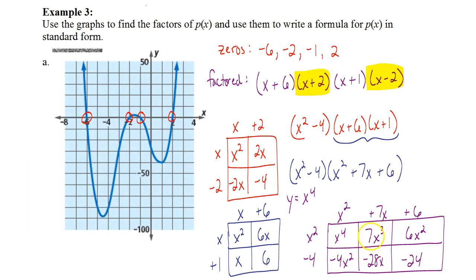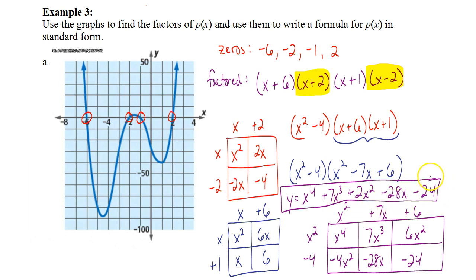Some of you might be in the habit of thinking, oh, the diagonals are always like terms. These are not. There's no other x cubed, so that stays a 7x cubed. The 6x squared and minus 4x squared, those are like terms, so together that makes 2x squared. And then the minus 28x doesn't have any other like terms, and neither does the 24. So this would be your final answer.